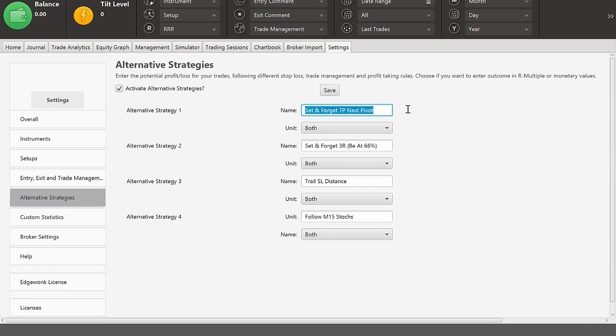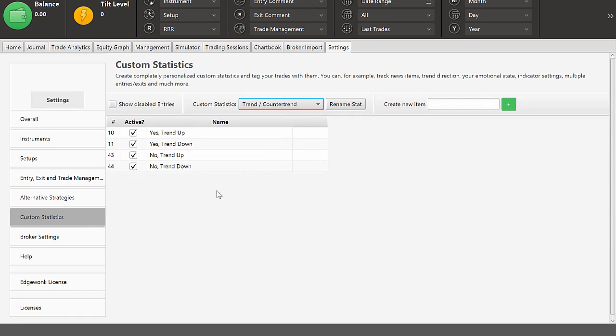So set and forget, take profit at the next pivot. Set and forget at 3R, break even at 66%. Trail stop loss distance, so every pip price moves in my direction, I trail my stop loss 1 pip. And follow the M15 stock, so when the M15 stocks crosses in the other direction, we get out.